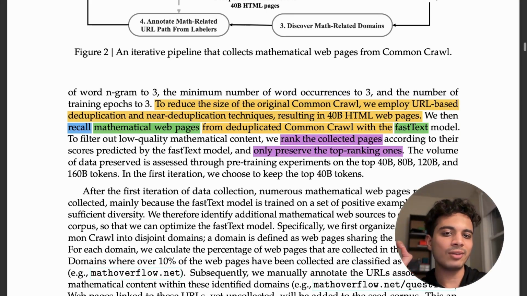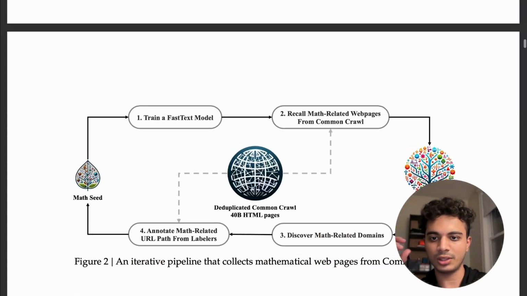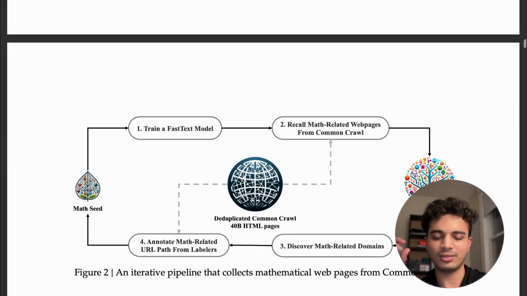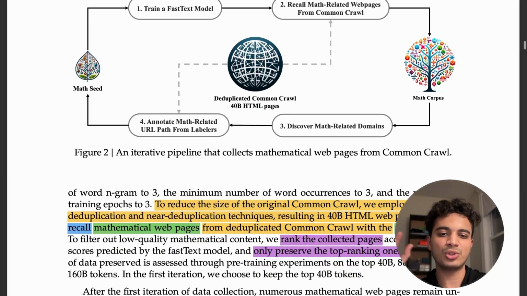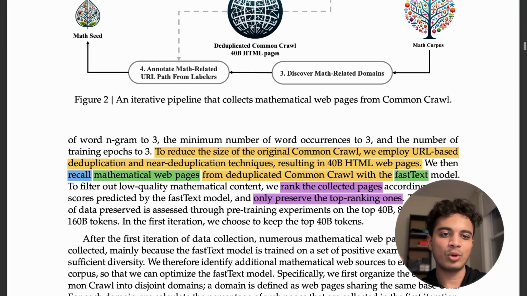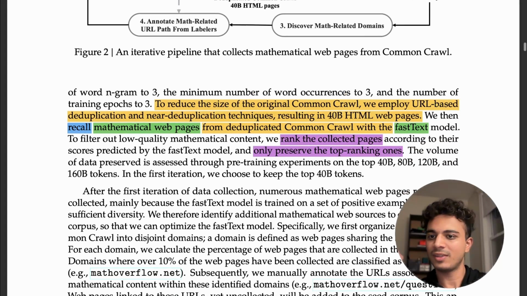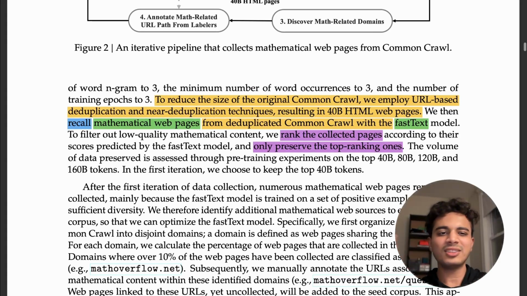So to reduce the size of the original Common Crawl, which is really huge, they have employed URL-based deduplication and near-deduplication techniques, resulting in 40 billion HTML pages, which are just okay. And mathematical web pages deduplicated from there.